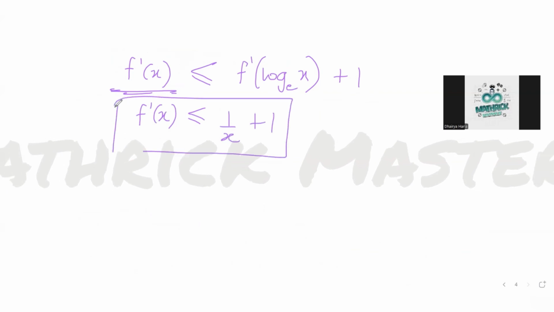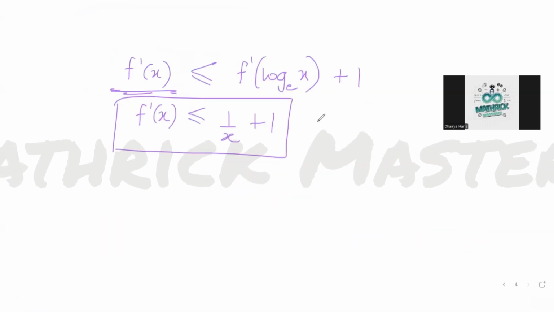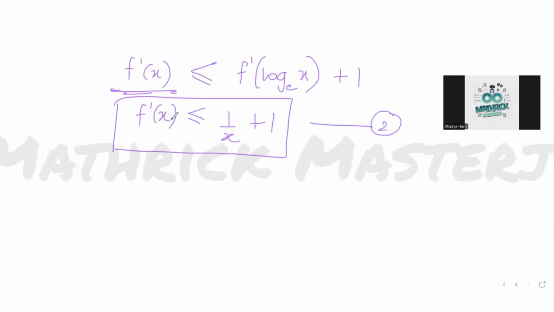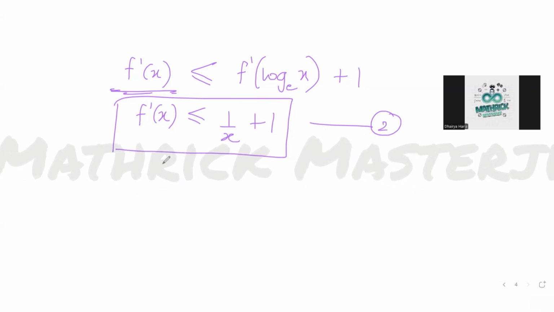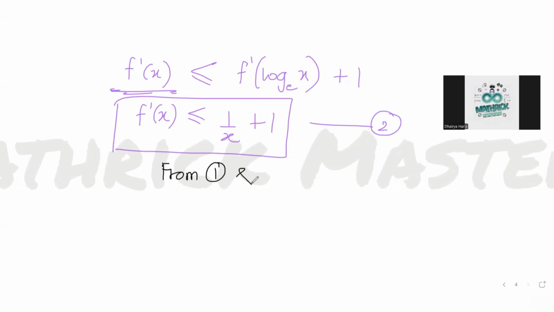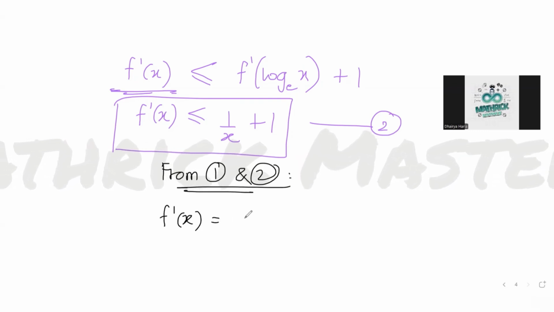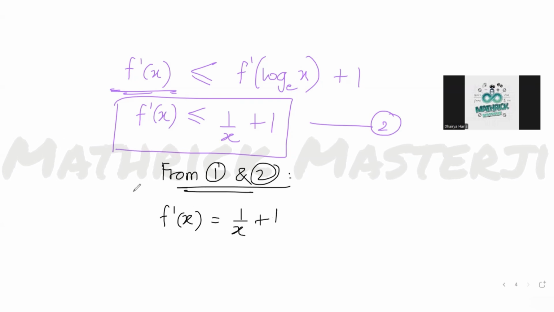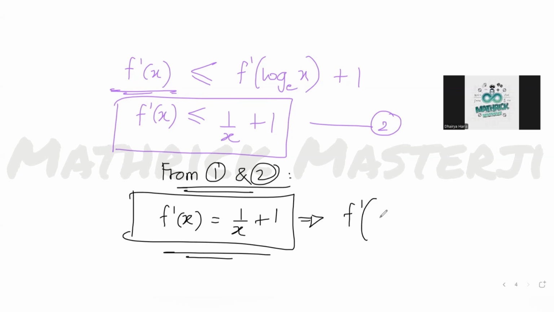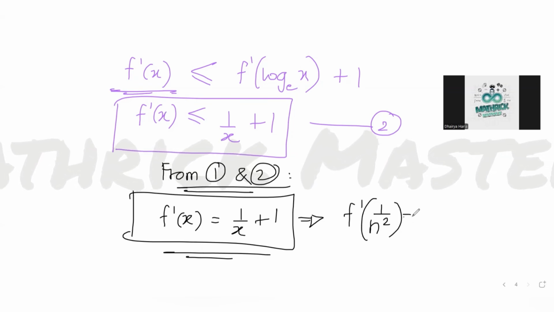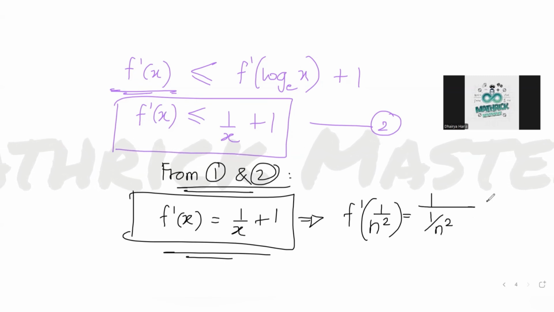So we get this. I'll mark this as 1, and this as 2. So here I'm getting that the derivative of the function might be less than or equals to. But if you actually combine and see both the statements together, both of them lead to only one conclusion, that f dash of x is actually equal to 1 over x plus 1. And I want to find f dash of 1 over n square, not just f dash of x. So instead of x, I'll put 1 over n square.